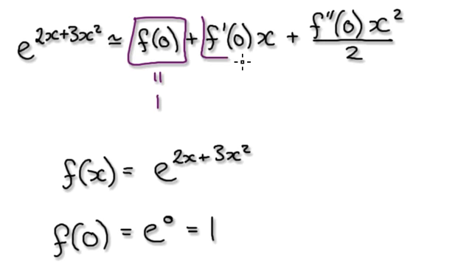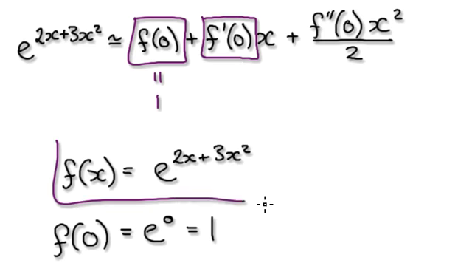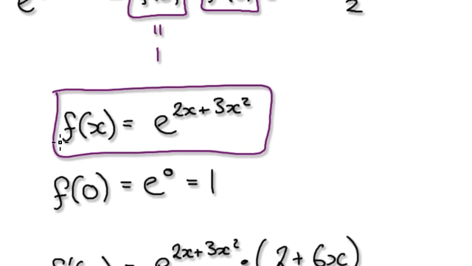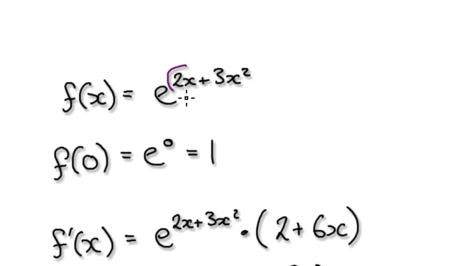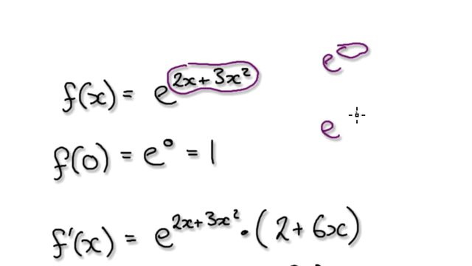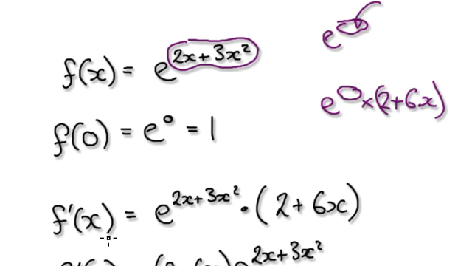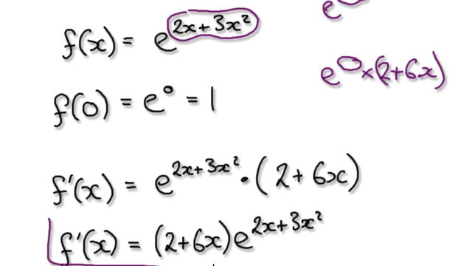Okay, and then our next step is to find the first derivative at x equals 0. So looking at this here, we have to differentiate this. When you differentiate this, you can imagine this as being a bubble. So it's e to the power of whatever here. When you differentiate this, it will be e to the power of that same thing, times the differential of the bubble itself, which will be 2 plus 6x. That will then give you this.